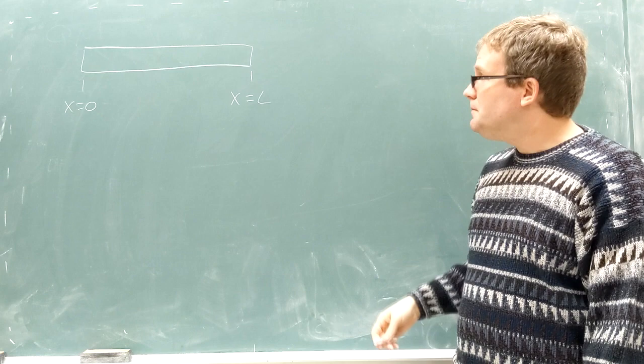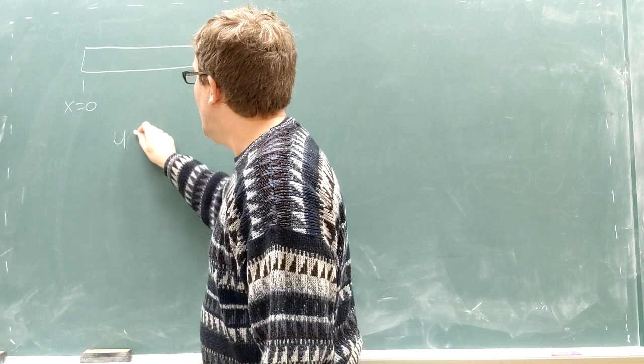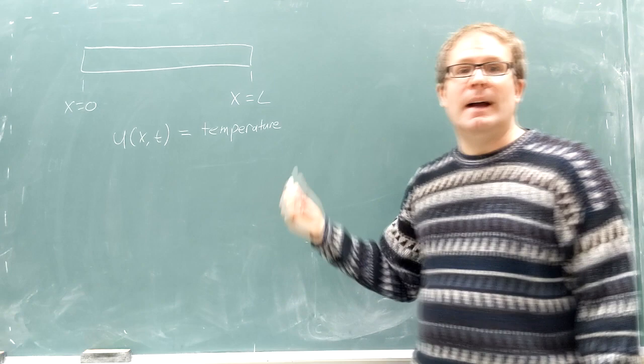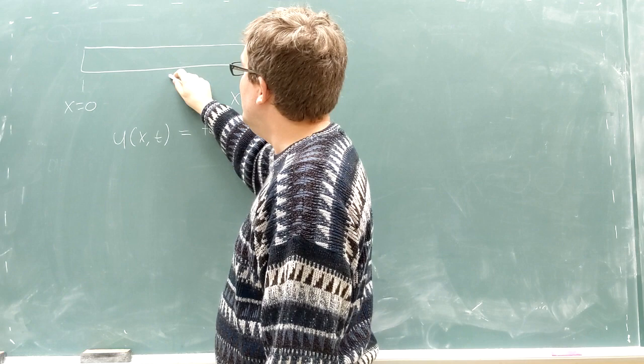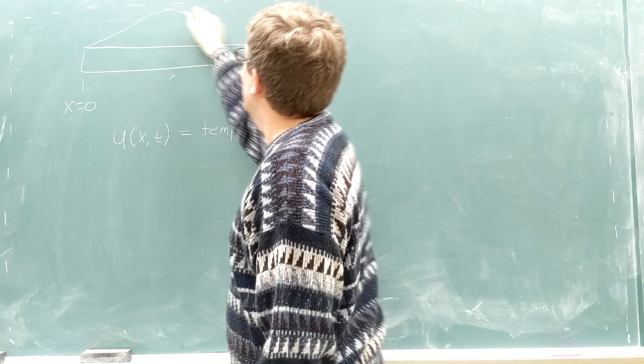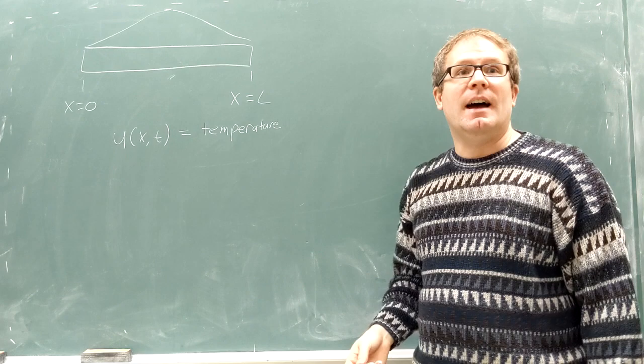The goal is to be able to study the temperature as a function of the position and time in the rod. So U of x and t here is the temperature. So you might have a different temperature at different points in the rod. So for example, let's say I have a heat source somewhere here in the middle. Maybe I put a candle underneath the metal rod, and I get a very high temperature up here in the middle, and I get a lower temperature out here near the ends. That would be an example of a temperature distribution I could have in the metal rod there.